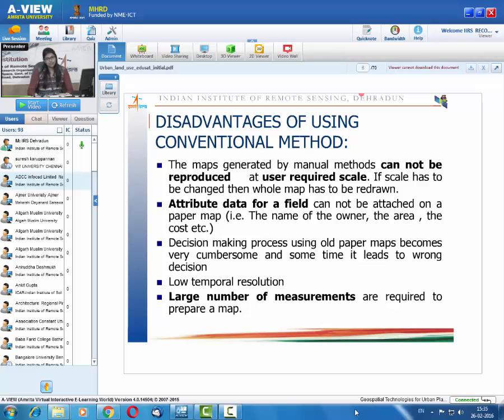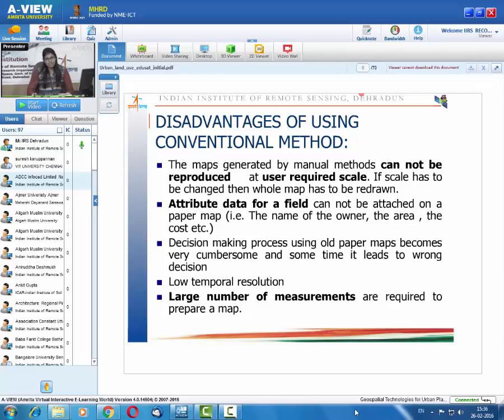Then the decision making process on an older map is obviously very cumbersome because you have to read the entire information one by one, as all the information is present on the map. You cannot filter any information and see only the information that you want to see. When a lot of information is available on the map, the decision making process becomes cumbersome and may lead to wrong decision making. And when we are talking about decision making, we are actually referring to what? We are referring to the future growth scenario or the present growth scenario.